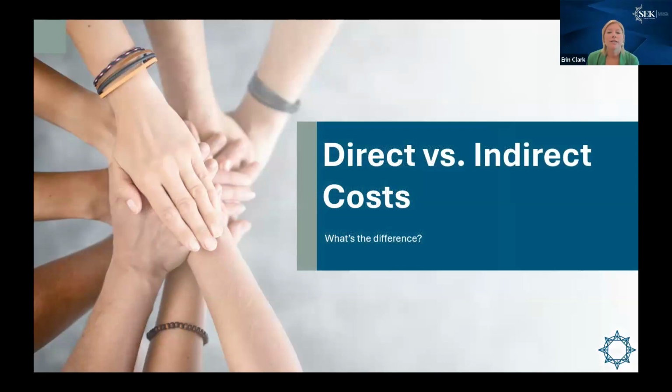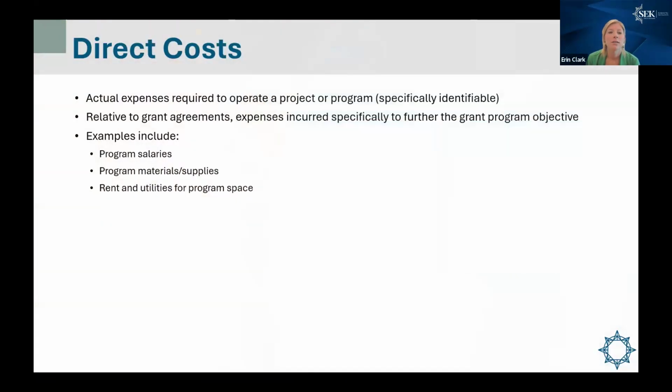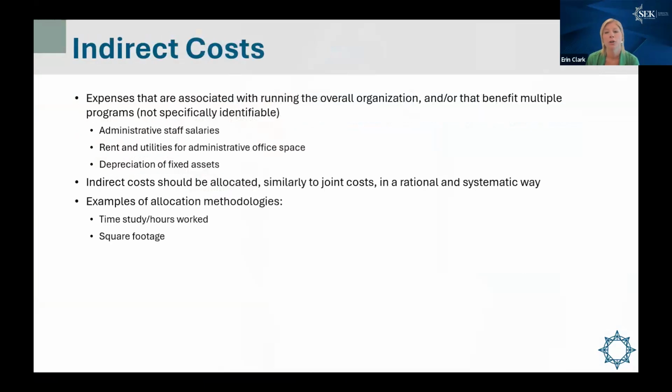So, direct versus indirect costs. This is going to be applied to both program and also grants, for those of you that are grant funded. Direct costs are those that are specifically identifiable and required to either operate a project or carry out a grant. Those could include things like program salaries, program materials and supplies, rent and utilities specific for program space, etc. Conversely, we have indirect costs, which are costs that are needed to run the overall organization, but they may benefit multiple programs.